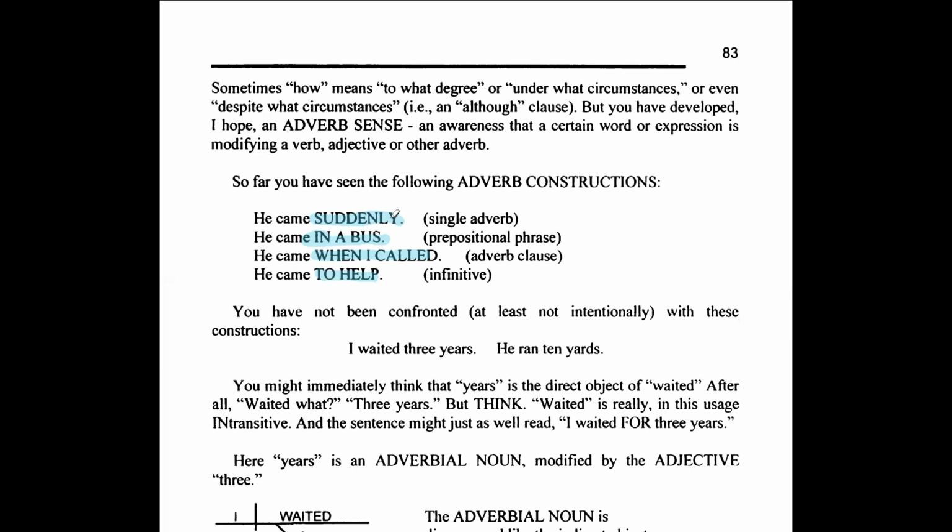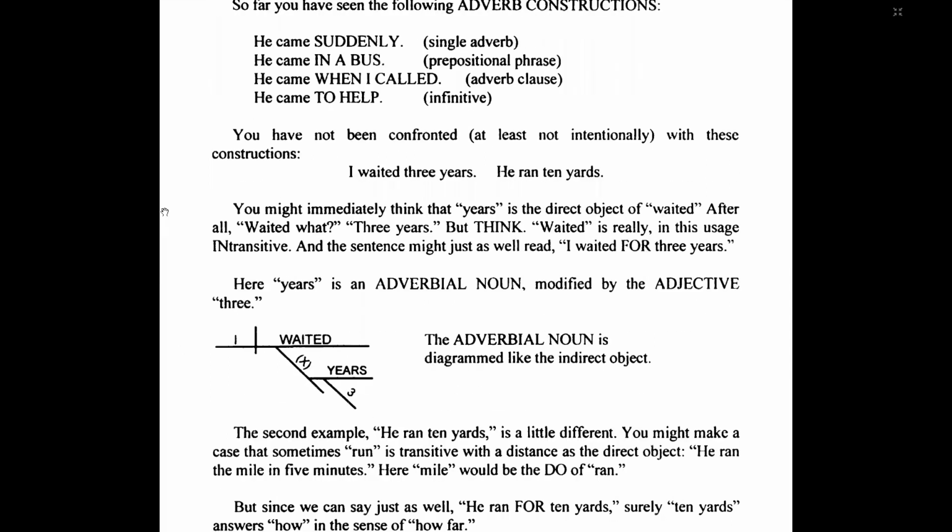So you might immediately think that years is the direct object of waited. After all, waited what, right? 3 years. But think, waited is really in this usage intransitive. It doesn't take an object. And the sentence might just as well read, I waited for 3 years, right? That's what you're really saying in a sense. Here, years is an adverbial noun modified by an adjective, 3.